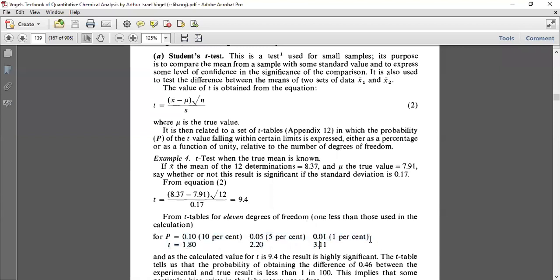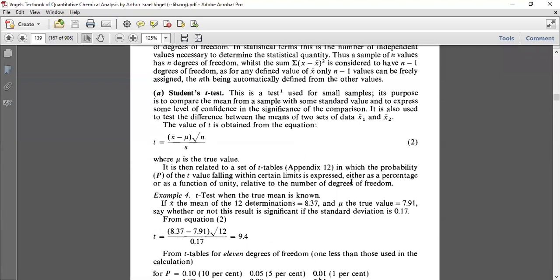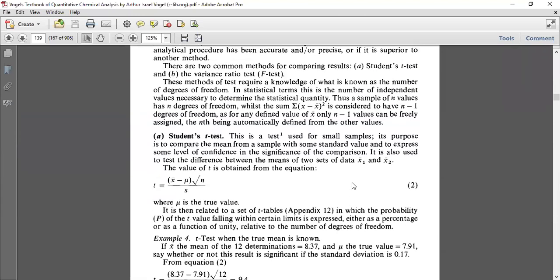But if you scroll up, where it is mentioned what is the degree of freedom, where it mentions what degrees of freedom here, just about the t-test, it says that the nth value is automatically defined from the other value. So how will it be automatically defined?